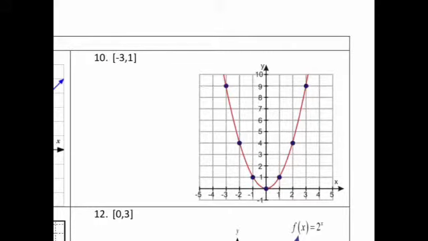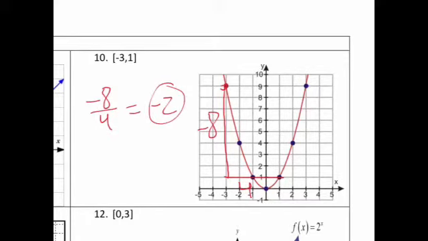And on 10, from negative 3, so go where x is negative 3, and to where x is 1. So these are our 2 points we're going to be looking for. And you can go down however many, and then over however many. Well, you go down 8, so it's going to be negative 8, because you have to go down. And then to the right, 4. So you're looking at a rise of negative 8, a run of 4, which reduces to negative 2.